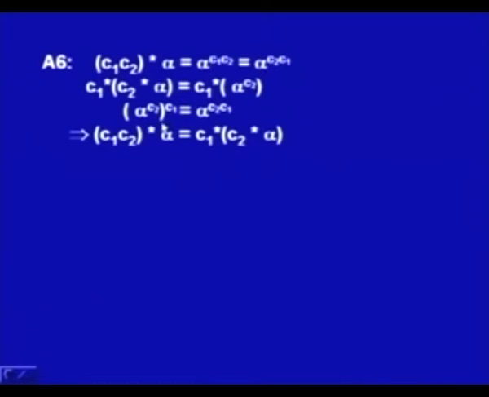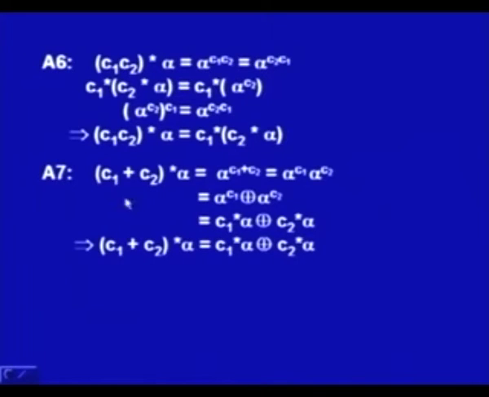Alpha C2 raised to C1 can be written as alpha C2 C1, and this simply means that C1 C2 star alpha is the same as C1 star C2 star alpha. So, that proves A6, the associative property.